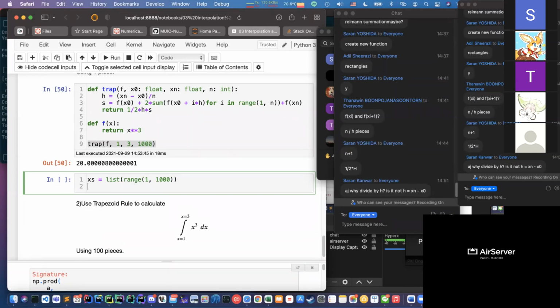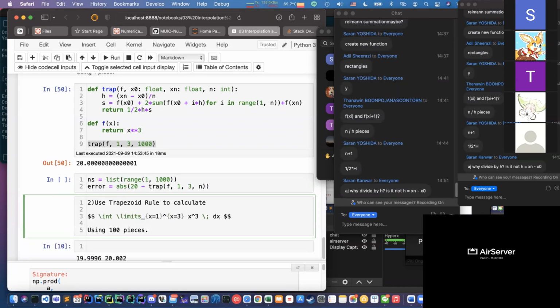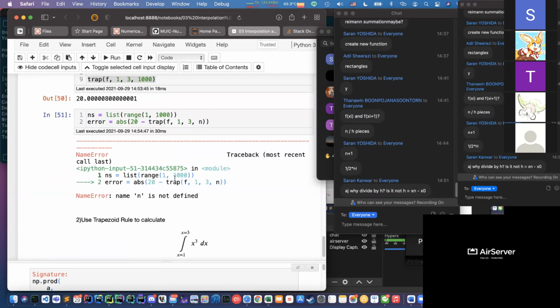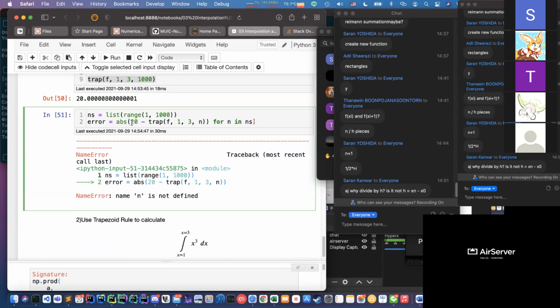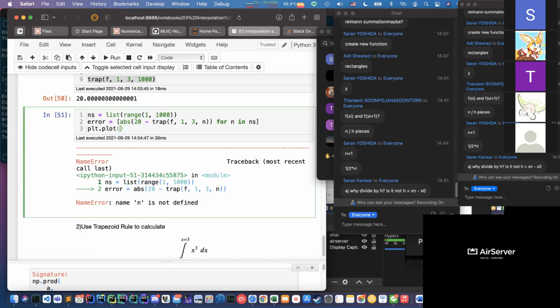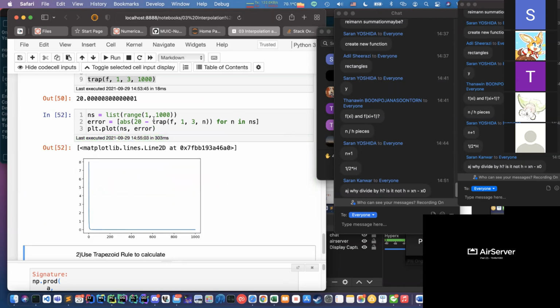And then what I'm gonna do is the error. This is like the actual error, right? You know it's gonna be 20. So let's take the absolute value of 20, the true answer, minus the trapezoid of f and 1 and 3 and n pieces. So let me put the code as n, for n in the list. And then we can do something fun, like we can plot, as we increase the number of pieces, what happens to the error. And I should not start with 1. Let's start with 10.